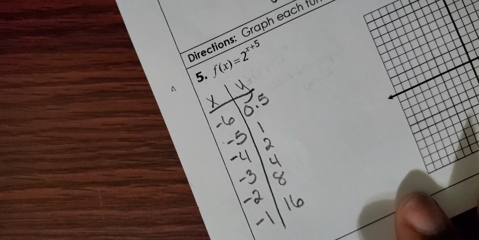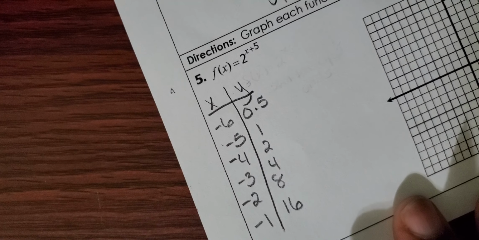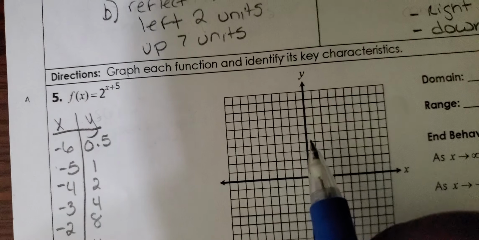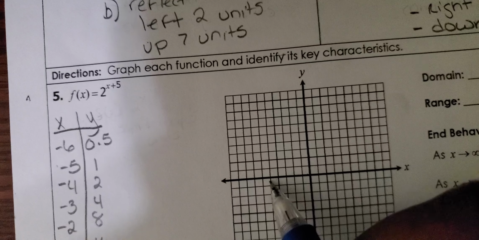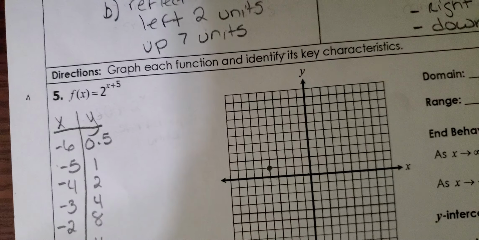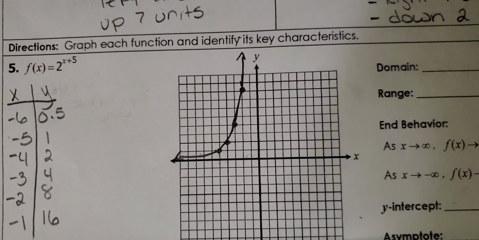Now, once I have my table, the next thing to do would be what? Exactly, I'm going to plot my points. Okay, so -5, 1. And your graph should look something like that.